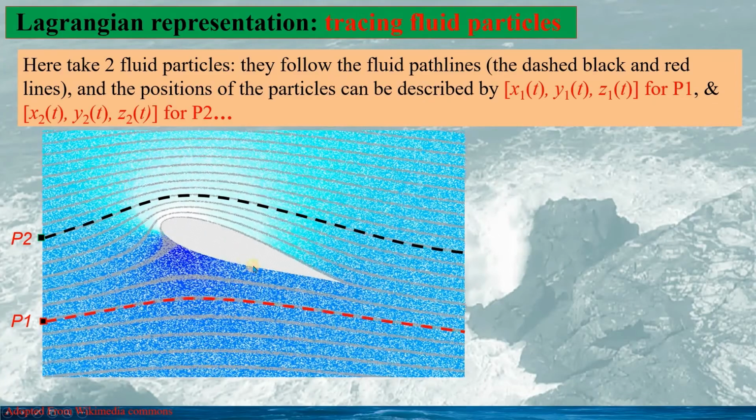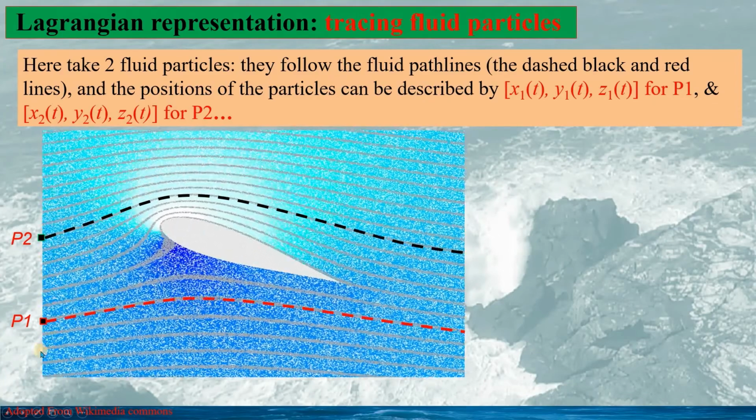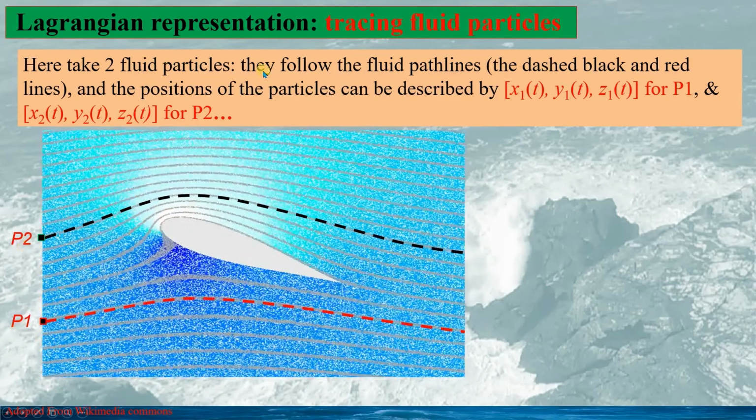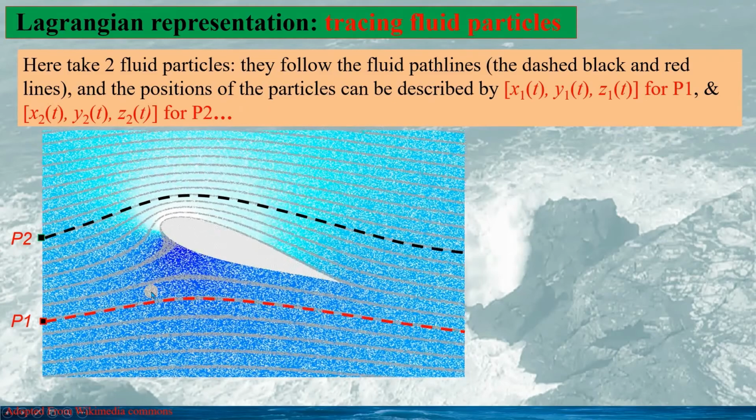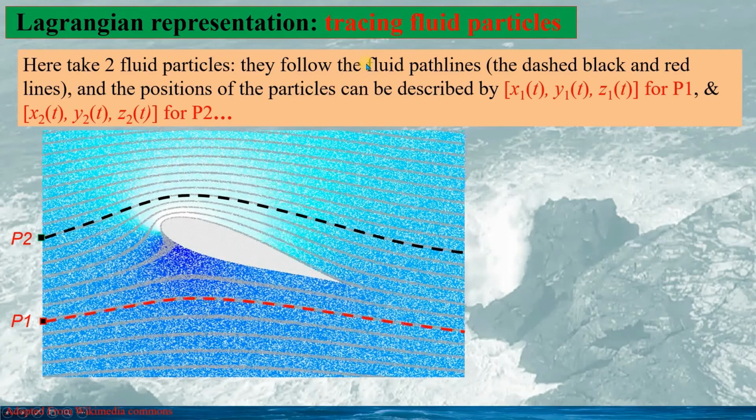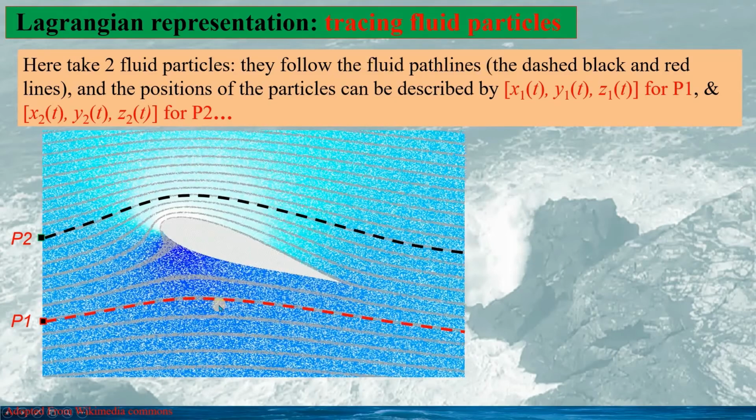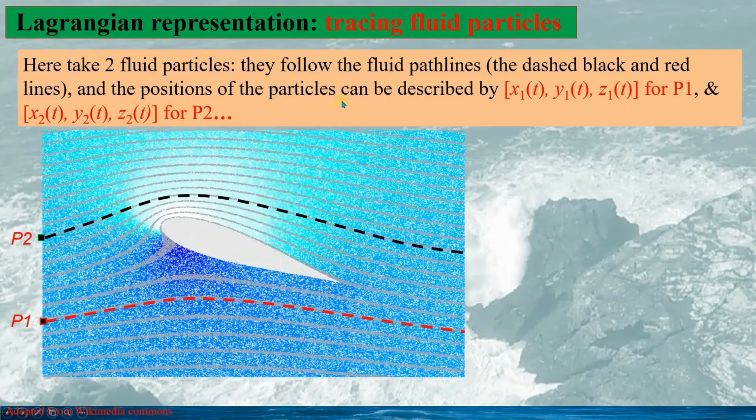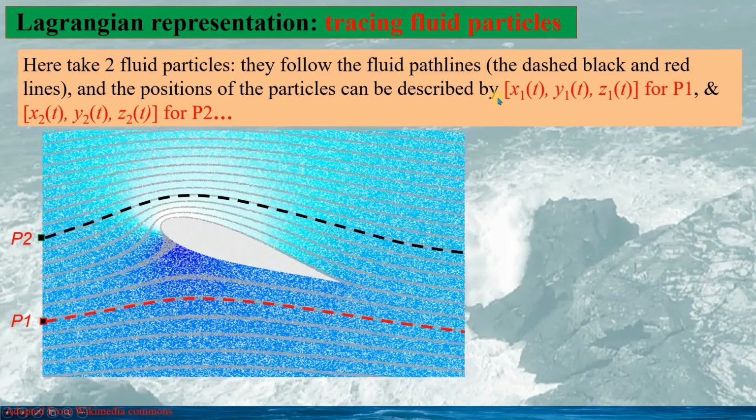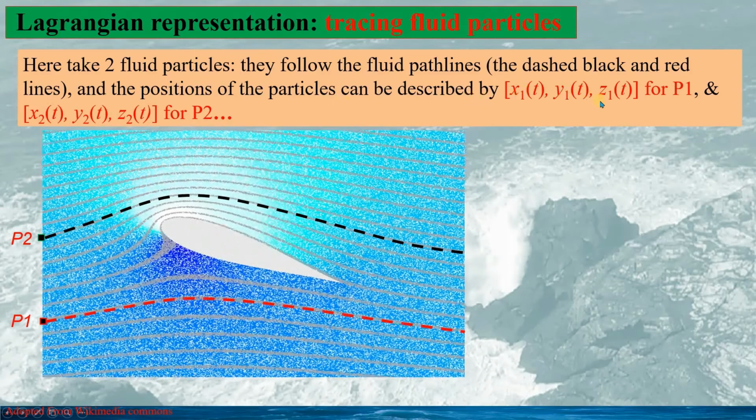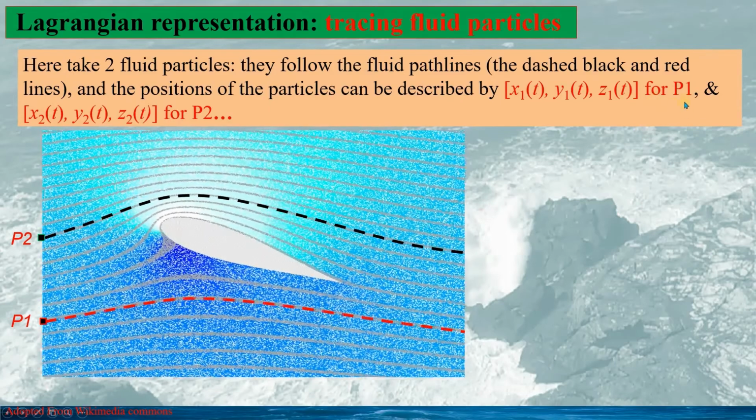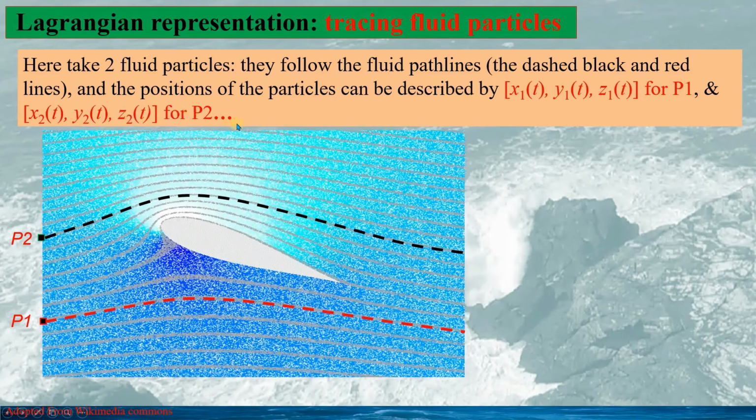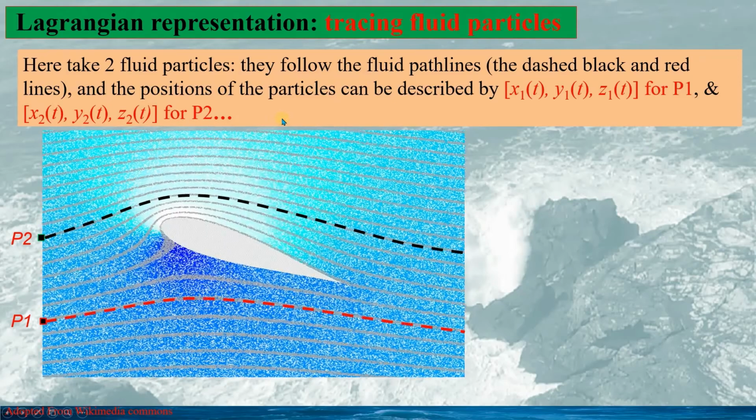Here we look at the flow past an airfoil. We take two fluid particles, P1 and P2. Based on the flow, we can see these two particles would follow the fluid path lines, the dashed line, the red line, and the black line. The position of the particles can be described by x1(t), y1(t), z1(t) for particle 1, P1, and x2(t), y2(t), and z2(t) for particle 2, and so on.